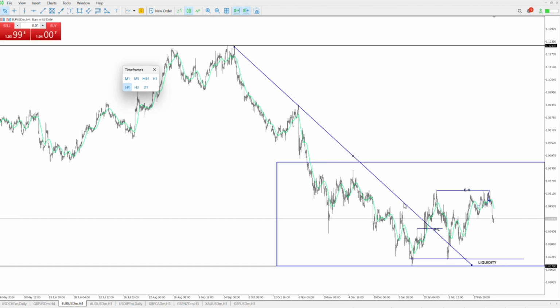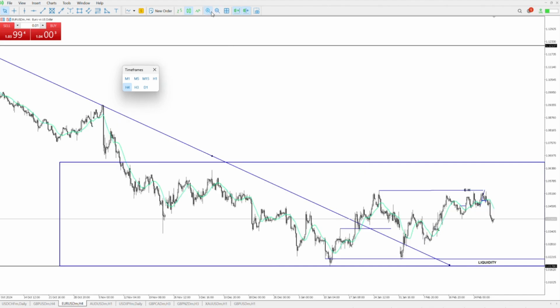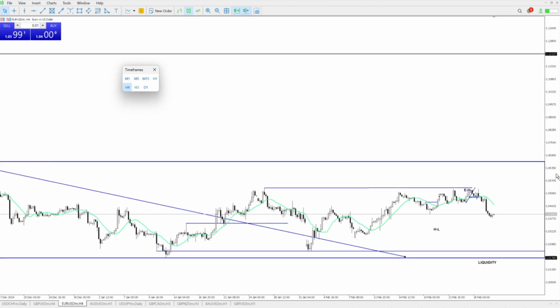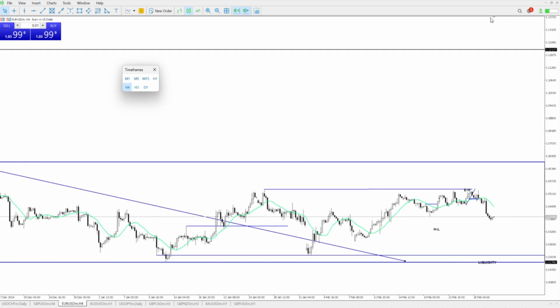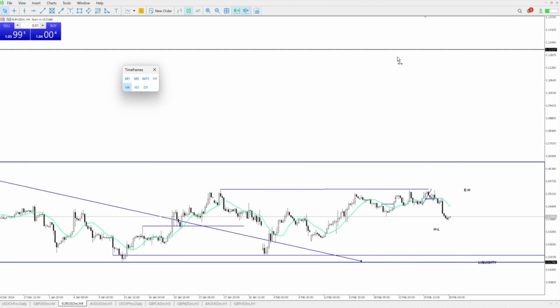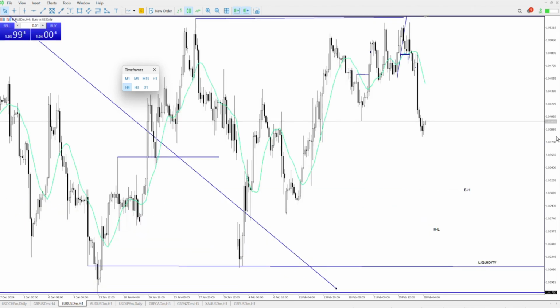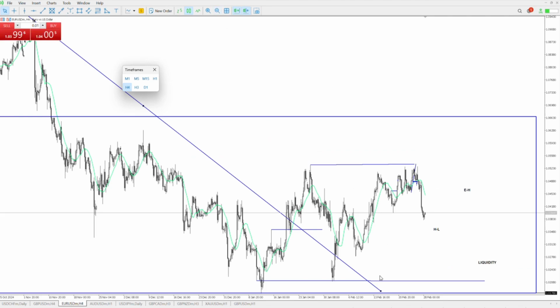So remember, this box here will be our main focus. Whatever happens outside here is none of our concern as it is now. So I'm just going to zoom out so we have a clearer view. All right, on the 4 hours, what do we have? Okay, this is what we have on the 4 hours time frame.